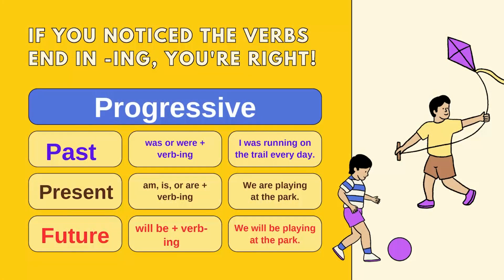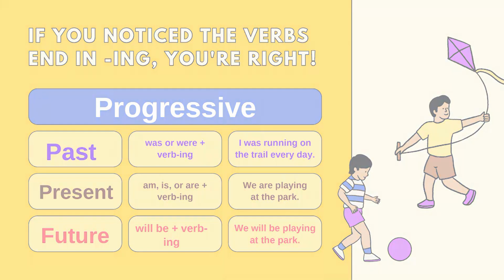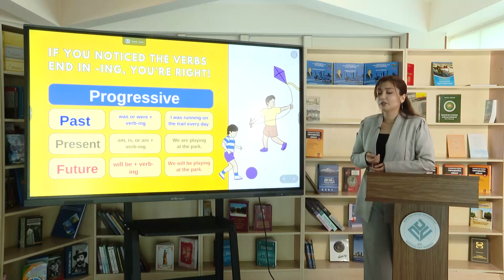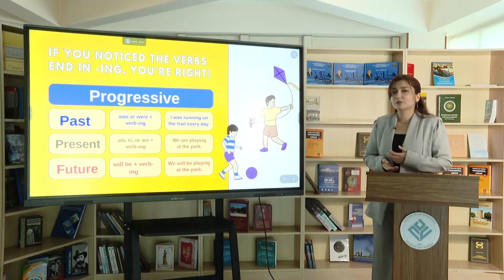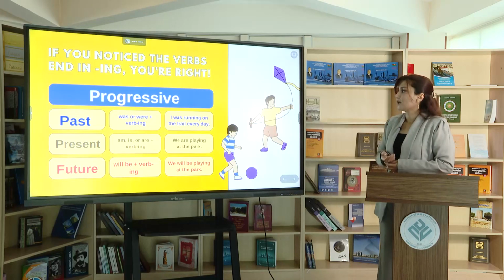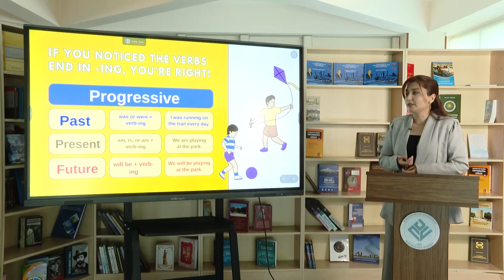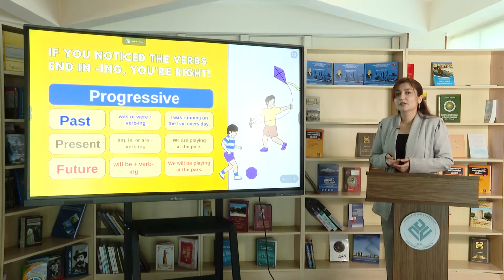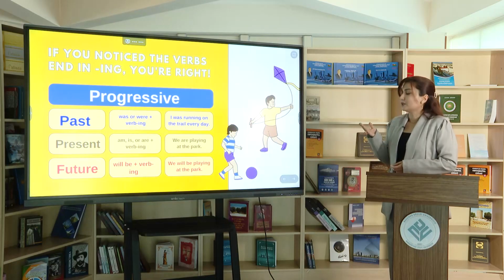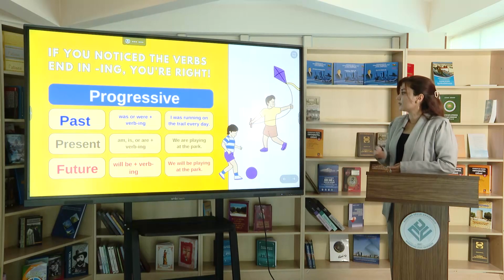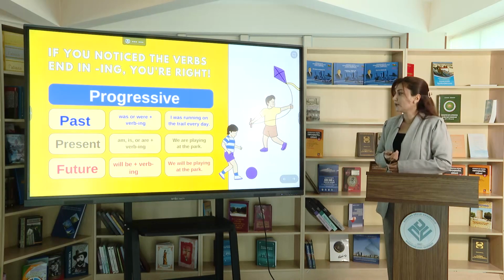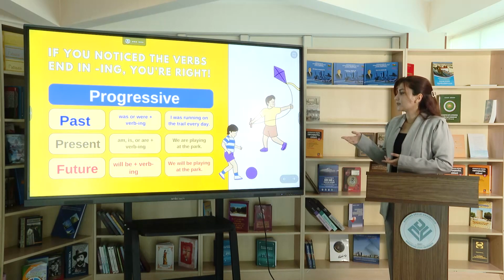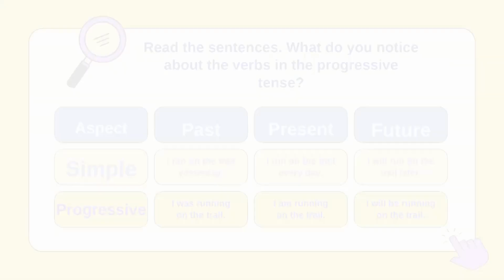And I will give more samples about progressive tense forms. In the past, we must use was plus verb-ing. For instance, I was running on the trail every day. In the present progressive tense, am, is, are plus verb-ing are the exact indicators, for example, playing at the park. And future, will be plus verb-ing. For instance, we will be playing at the park.